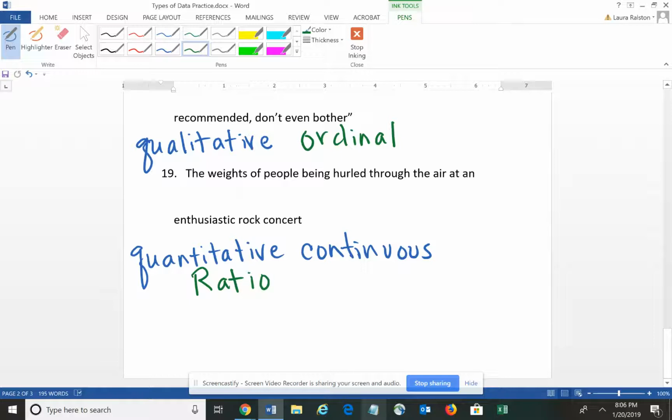And finally, the last one, we kind of come full circle because we're back to weights again. Weights are measurements, so you're going to get numbers. So it's definitely quantitative. You could have part of a pound. So you have continuous, again, because it's associated with measuring. And if you say the person weighs 0 pounds or 0 grams, that means you don't have a person.